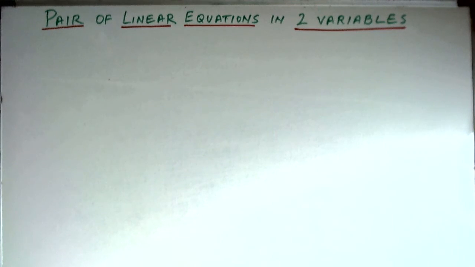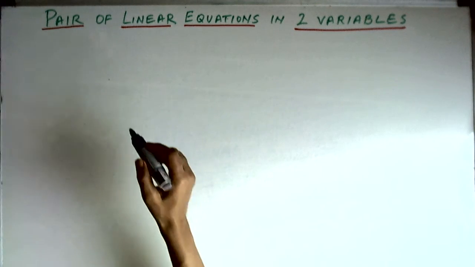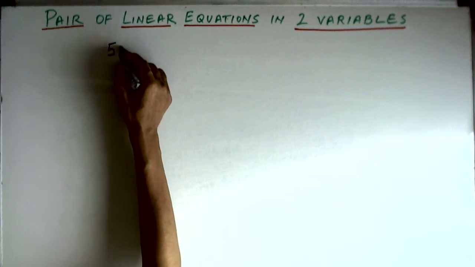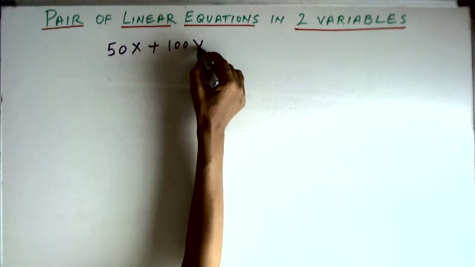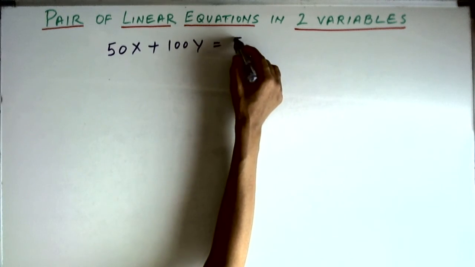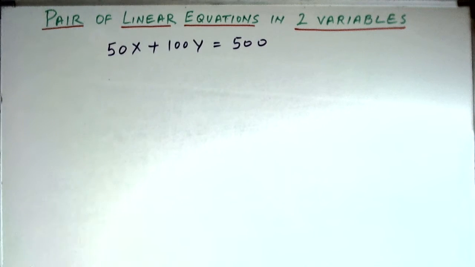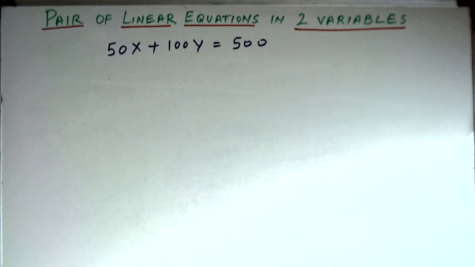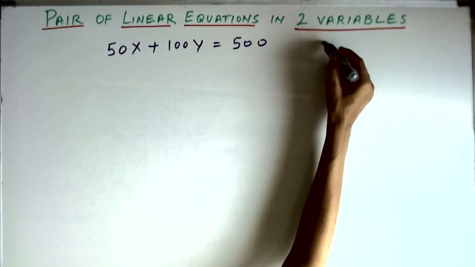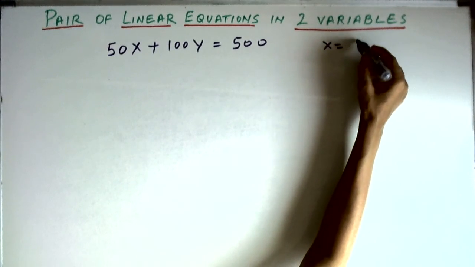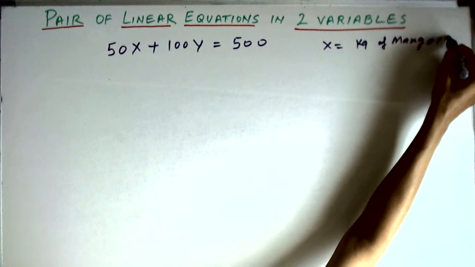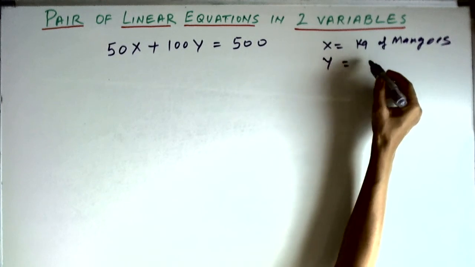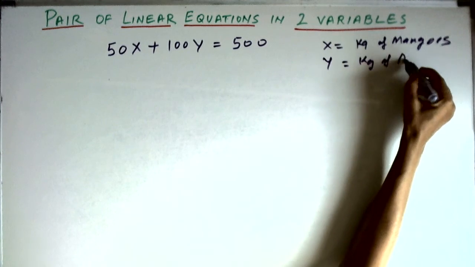when Neha is buying mangoes and apples, and the price of mangoes is 50 rupees and the price of apple is 100 rupees, and she has spent 500 rupees in total, and she has bought x kilos of mangoes and y kilos of apples. So x is kilos of mangoes and y is kilos of apples.